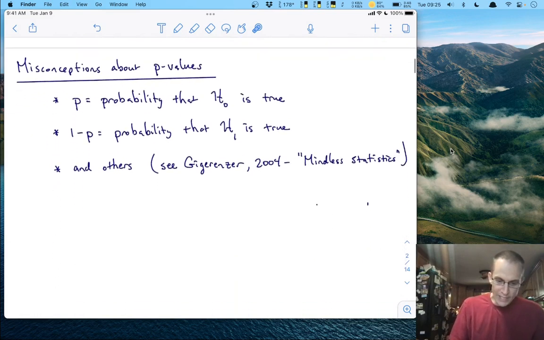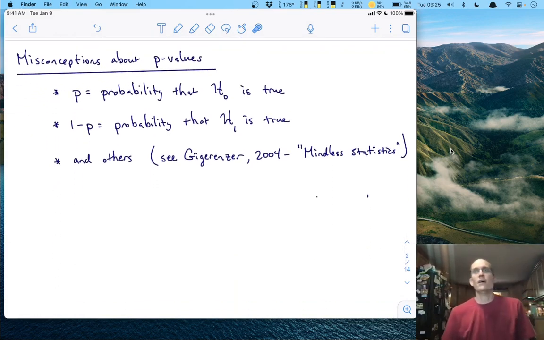Well, first of all, we need to go back and look at some misconceptions about p-values. Now, these aren't just things that I think people get wrong. These are documented in the literature. You can see Gerd Gigerenzer's paper in 2004. It's got the great title, Mindless Statistics. If you just Google that, you'll find this paper.